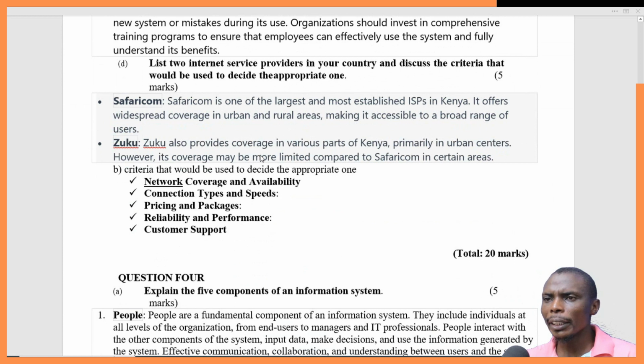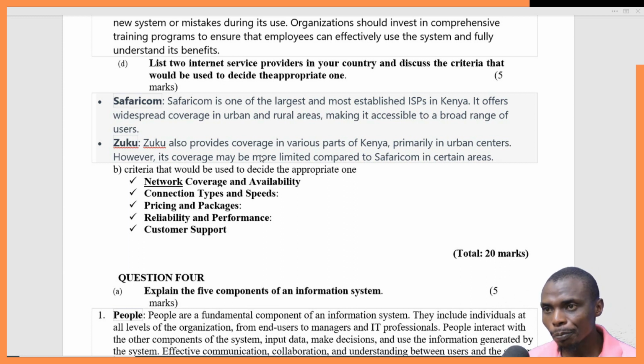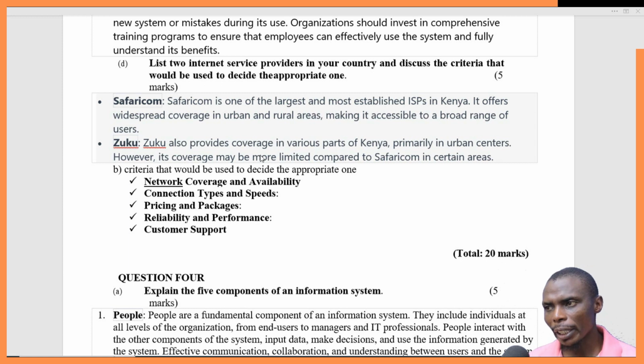Then the other question says, list two internet service providers in your country and discuss the criteria that would be used to decide the appropriate one. So in our country, Kenya, our ISPs, one is Safaricom. That's our internet provider, one of the largest and most established ISPs in Kenya. Then we have Zuku, which is also another one. It also offers coverage in various parts of Kenya, mostly found in urban centers.